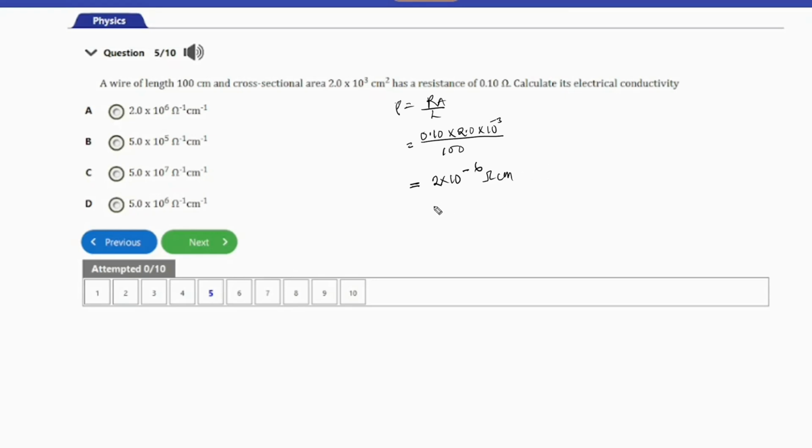But then, in order for us to calculate the conductivity now, we'll just simply do 1 over this resistivity, and then we are going to have 5.0 times 10 to the power of 5, and that's it for this question, guys. So option B is the answer to this question. So let's go ahead and wipe this and then let's consider the next question.